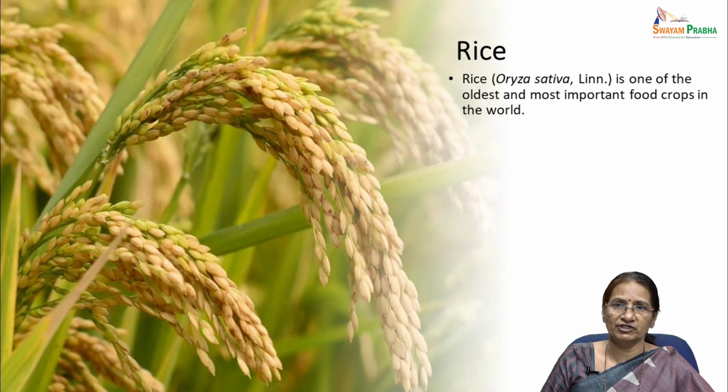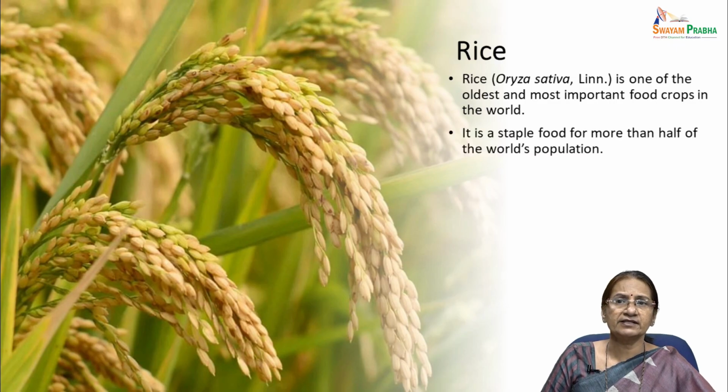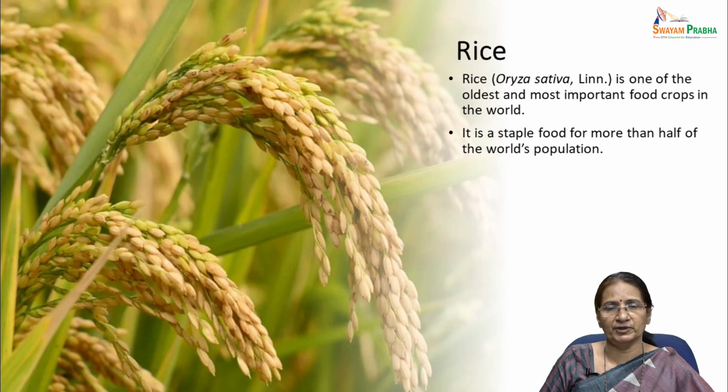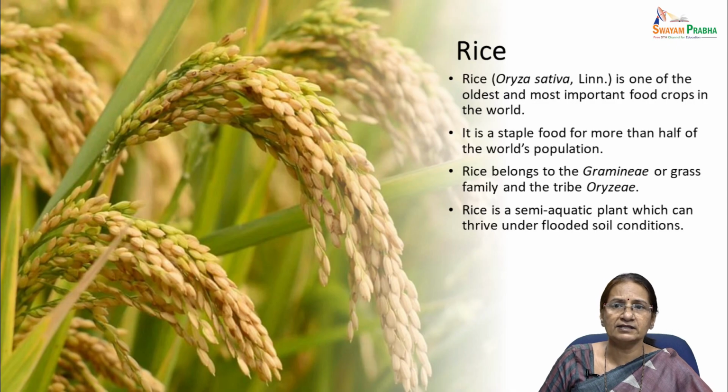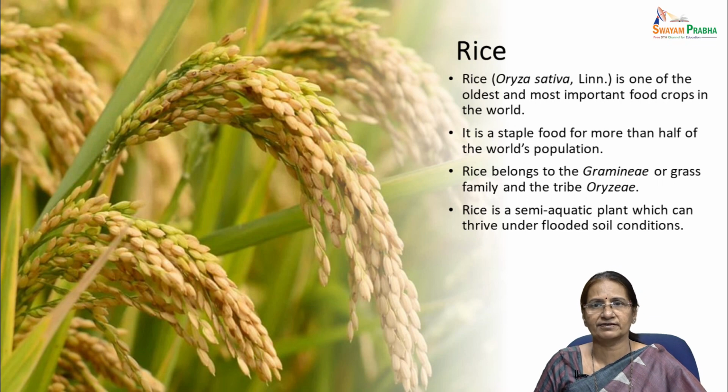Rice is one of the oldest and most important food crops in the world. It is a staple food for more than half of the world's population. Rice belongs to the Gramineae or grass family and the tribe Oryzae. Rice is a semi-aquatic plant which can thrive under flooded soil conditions.